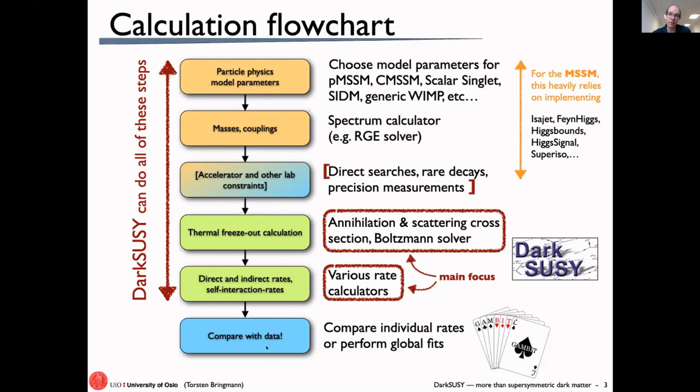And then finally, for a comparison with data, you need to look at actual experimental data. You need to implement likelihoods. So this is not part of DarkSUSY. DarkSUSY just predicts the rate. And then you need tools for global fits, like, for example, Gambit.